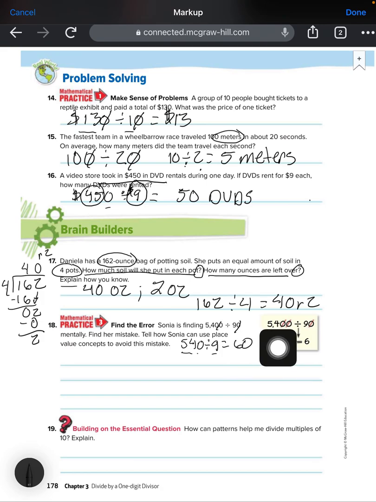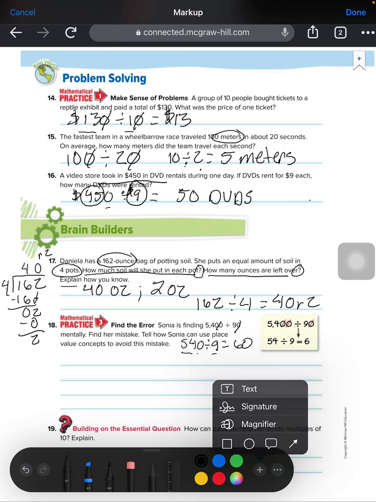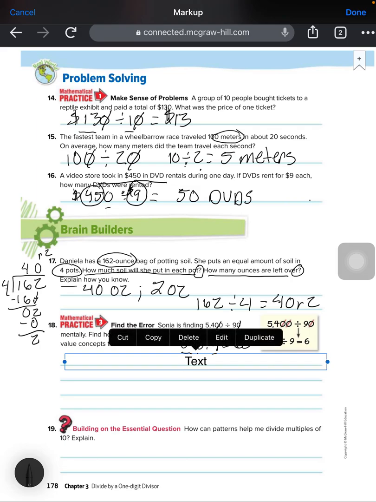So let's look at what she did. Oh goodness, she crossed off 2 zeros. So that is not a good thing to do. So let's see what we can do to figure this out. I'm going to do this really cool button where I can write this text message here.